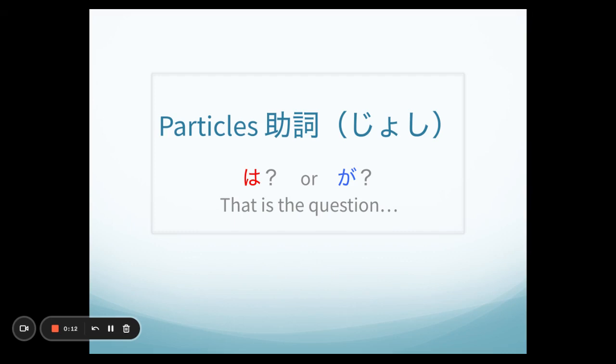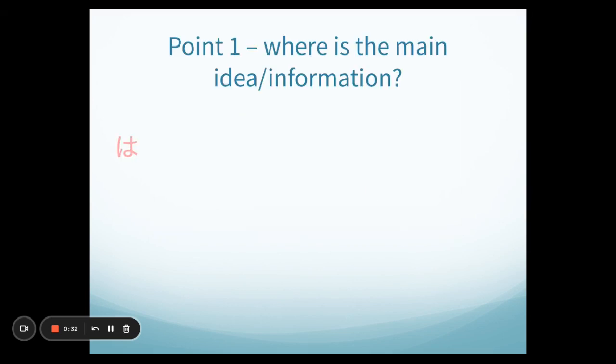Today I'm going to go over one of the biggest stumbling blocks, I would say, while you're trying to master the art of Japanese grammar, which is the particle choice between wa, yes, this is wa, not ha, and ga. That is the question. Which one should I use? Okay, let's go. So, point one.